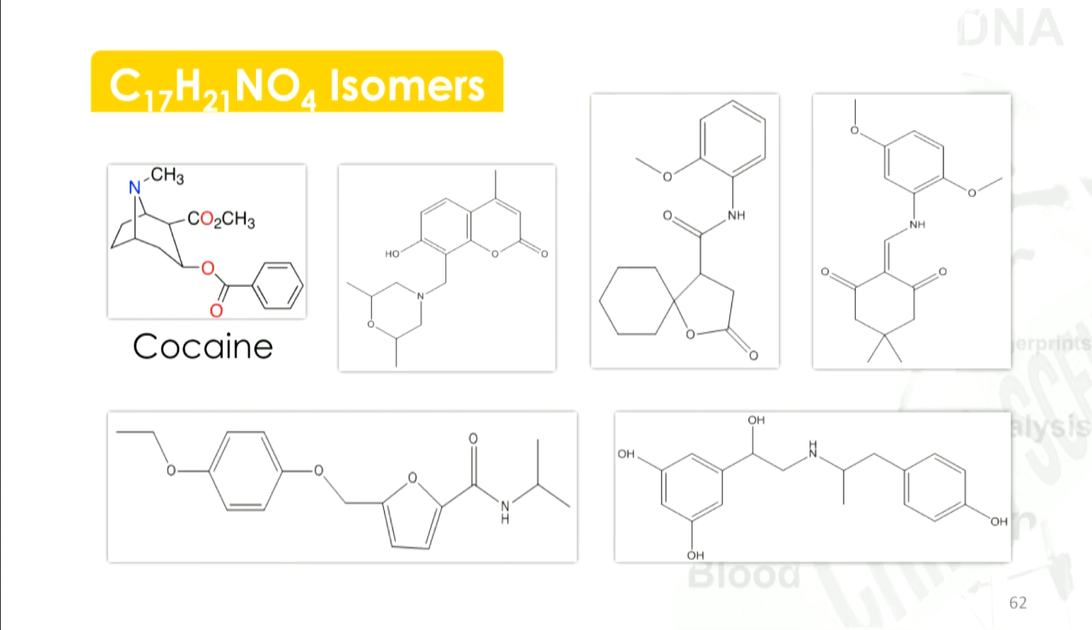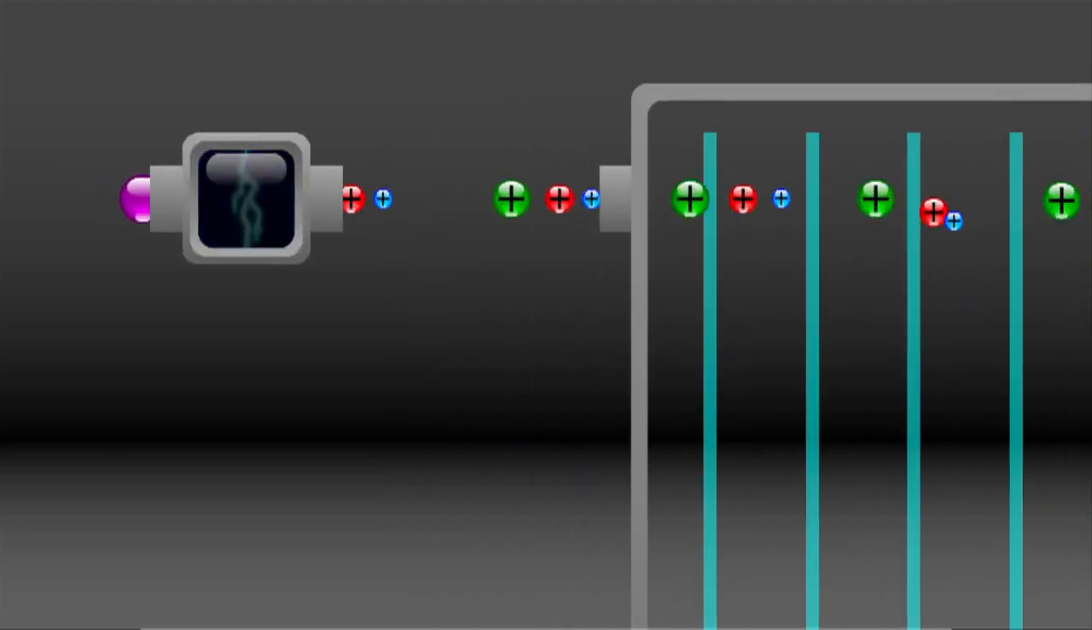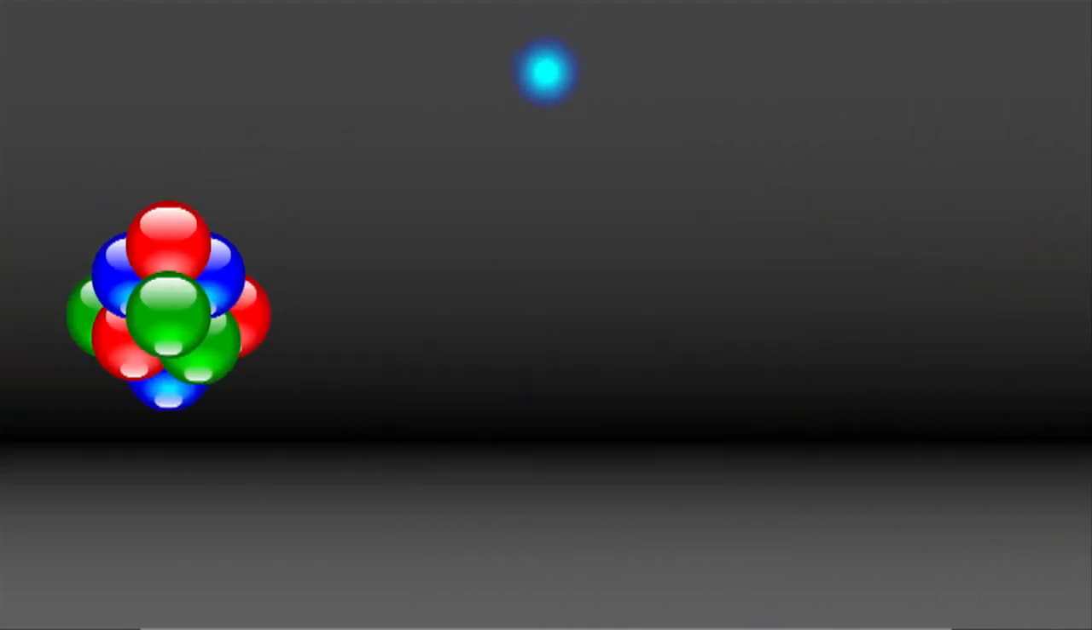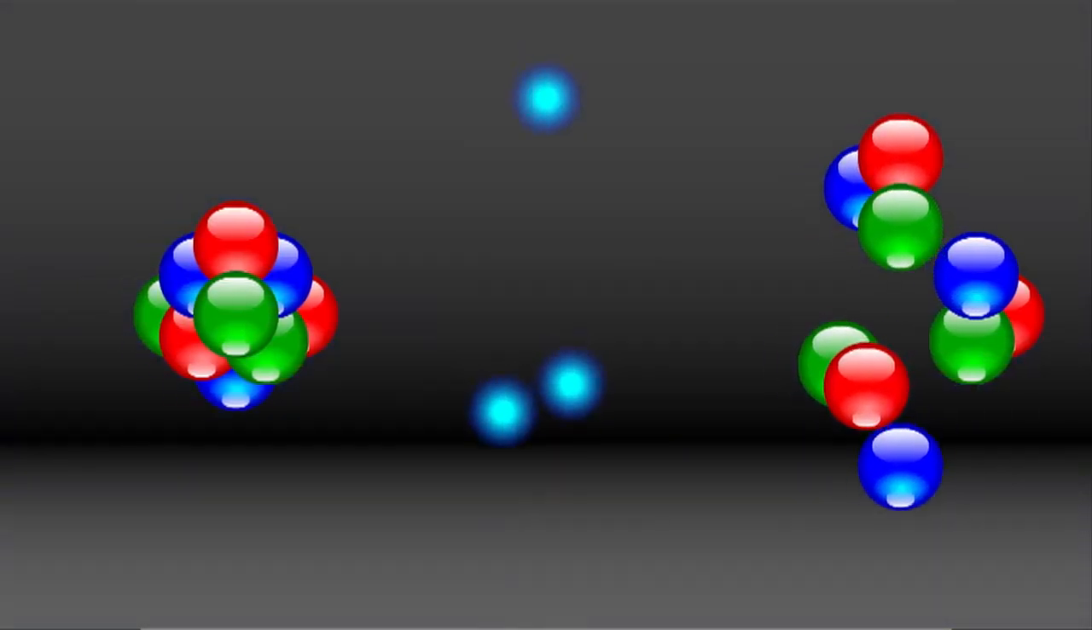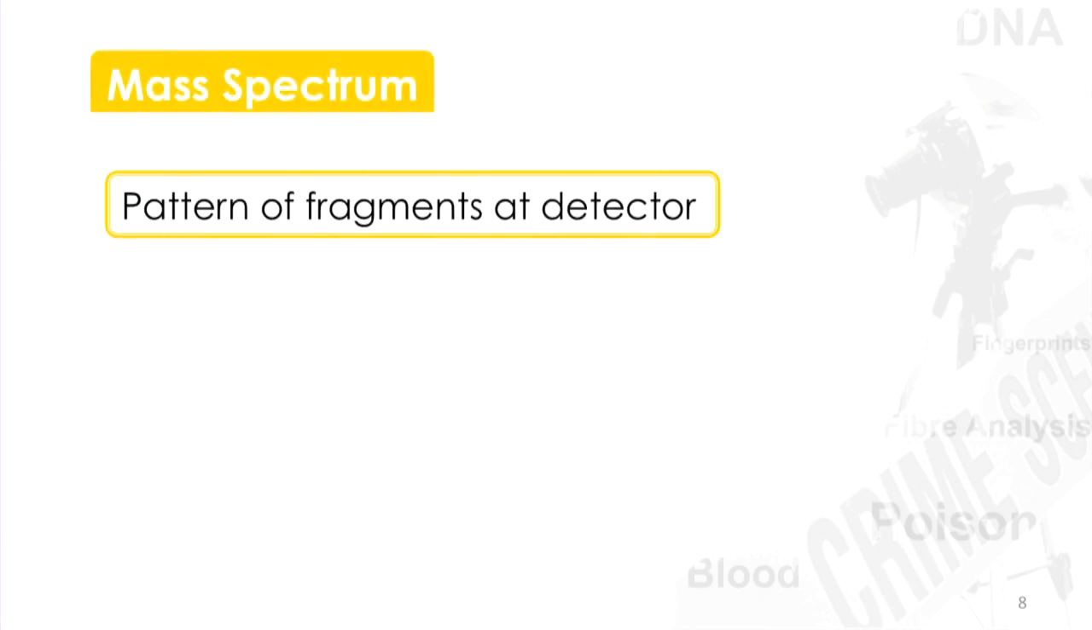So, is mass spectrometry useless? No, because mass spectrometry has another trick up its sleeve. Let's think about what's happening in the mass spectrometer. A lot of the molecules, when they're bombarded by electrons, will actually break up into fragments. The fragments, of course, will have lower weight than your molecular ion, which is derived from the molecule itself. So what we'll see is a pattern of different fragments at the detectors.